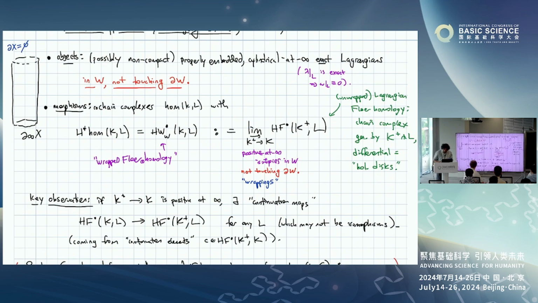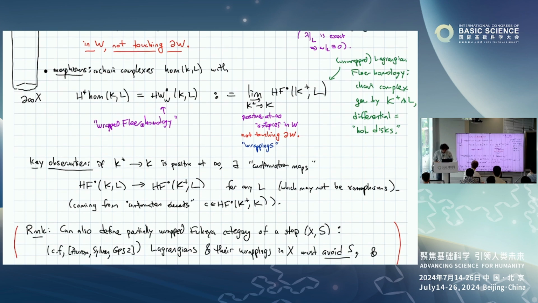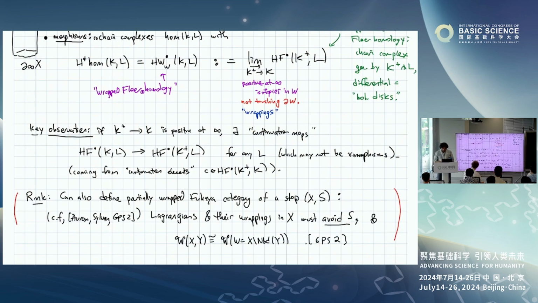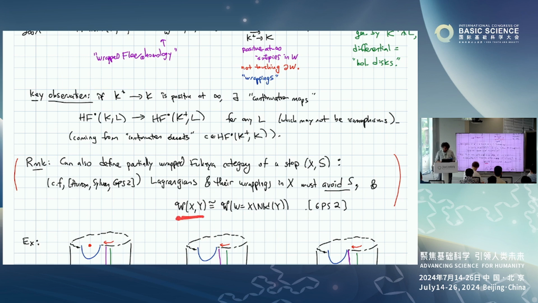The key observation is that if I move positively at infinity, there's a map from HF of K, L to HF of K_+, L, which is what the maps in this direct system are, and which allows me to take a direct limit. These maps may not be isomorphisms, so Floer cohomology for non-compact Lagrangians is not an isotopy invariant. This is some way of repairing that. We can also define partially wrapped Fukaya categories of stops. Instead of avoiding the boundary of W, we avoid the stop. That's the basic distinction. If I start with the Liouville pair or take the associated sector, I get the same category.